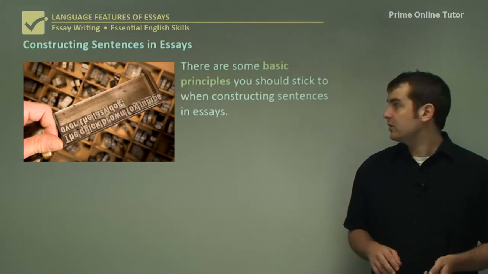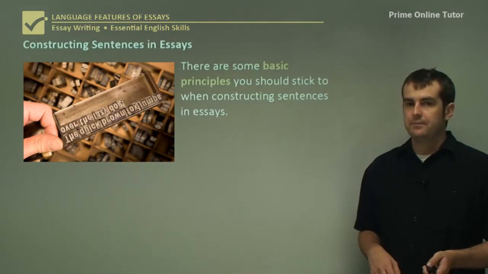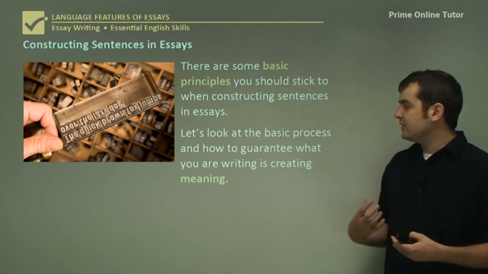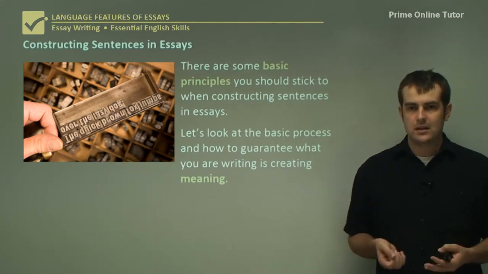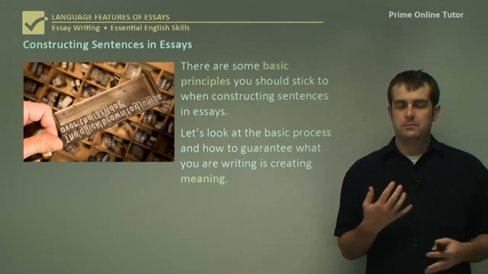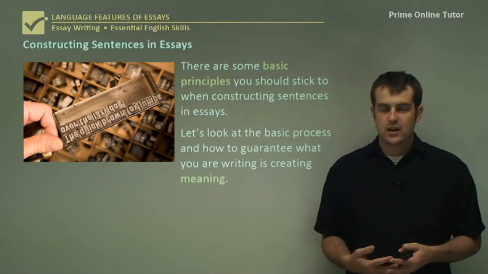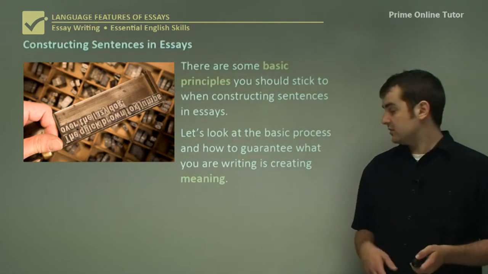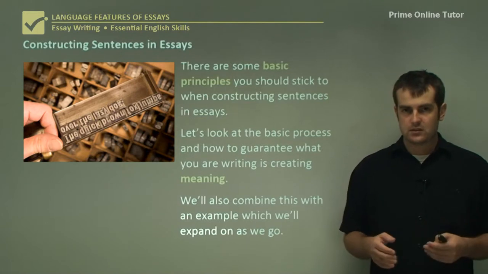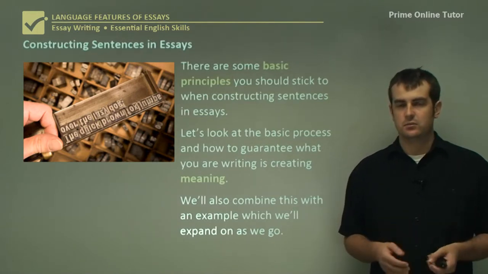So let's look at some basic things. We're going to look at the basic process first, and then how to guarantee that what you're writing is creating meaning, as in finding the right sorts of points that you can use in your discussion and how to make it meaningful. As I said before, we'll combine this with an example, and we'll keep on developing this example as we go.